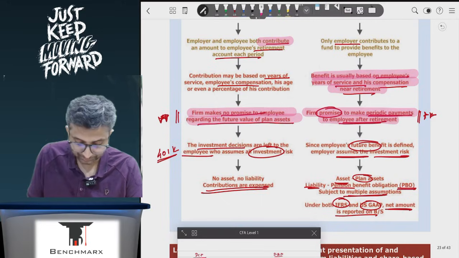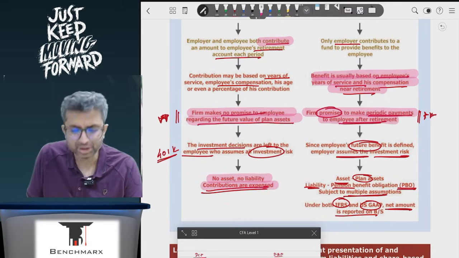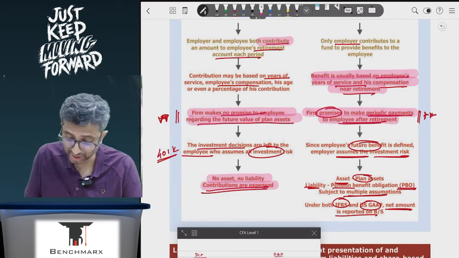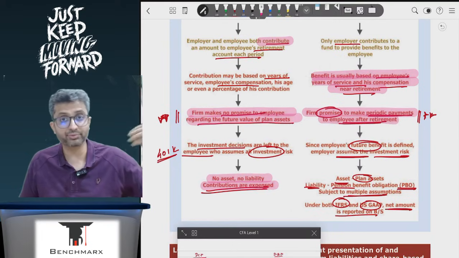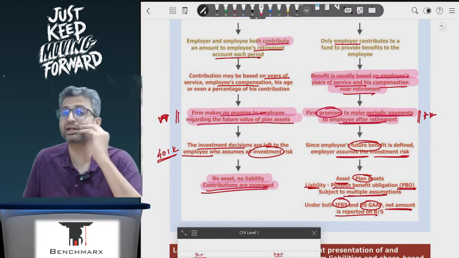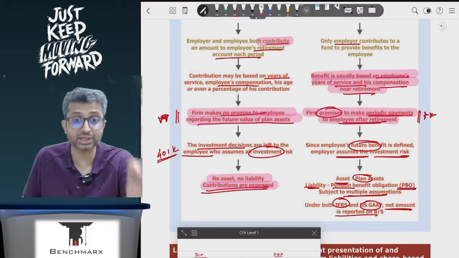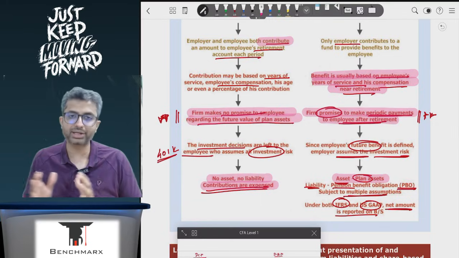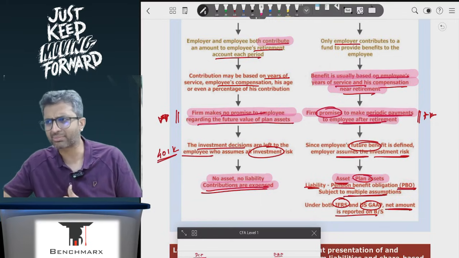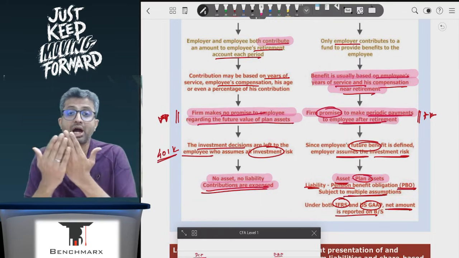In this case, no asset, no liability will be recorded. It's just contributions which are going to be expensed. In this case, you'll have to record a liability that you have to pay. Sometimes you might even make investments like sinking fund investments, in which case you'll have to record assets as well. It is very complex, but as of now you can just say there's a plan liability, there's a plan asset. Typically you will net them off.